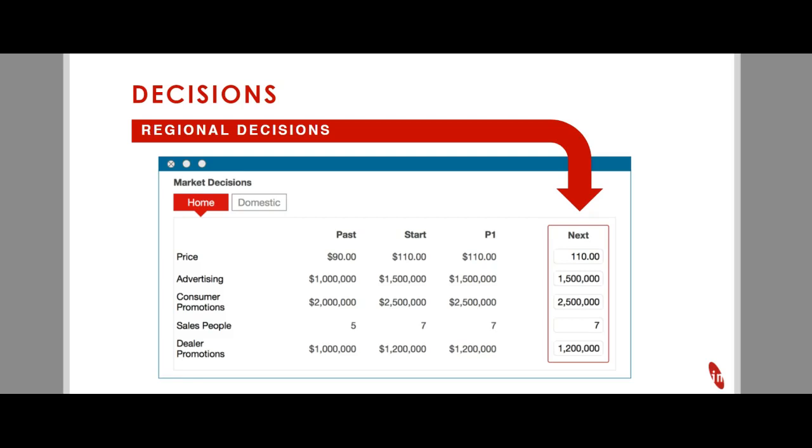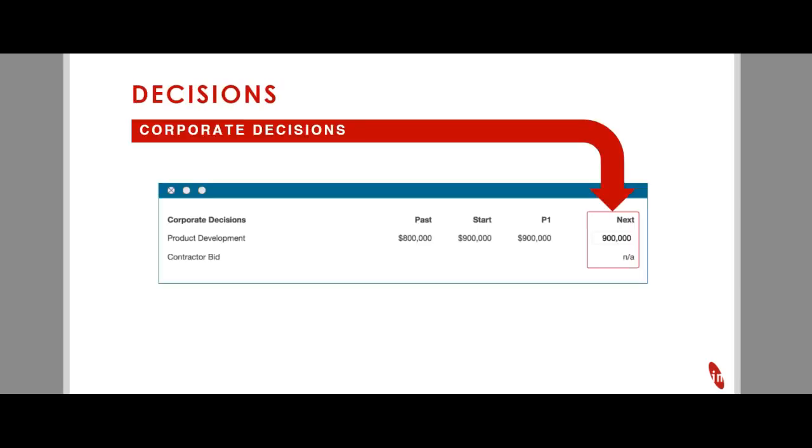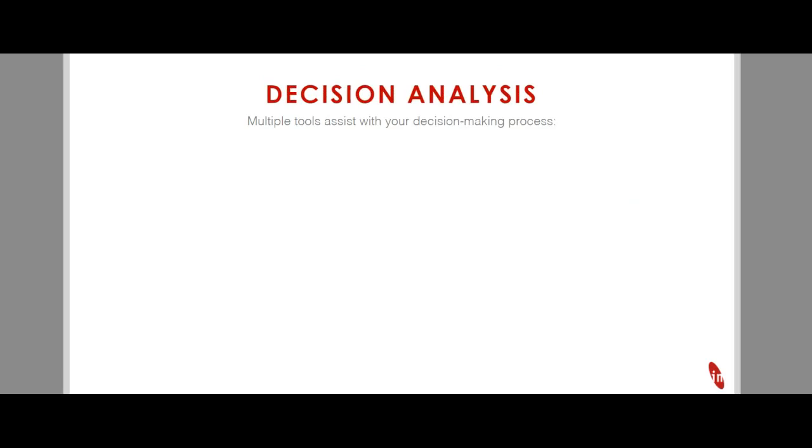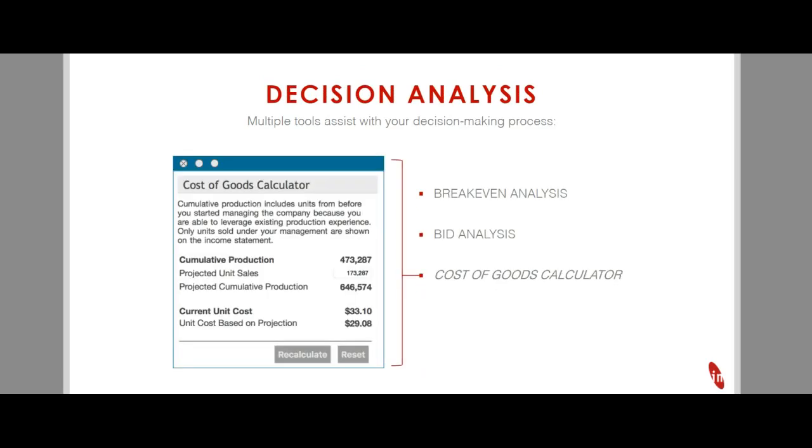You'll be making your home and domestic decisions to begin with. This is where it says next, where you'll be entering your new decisions. You'll be putting them into each area, and you'll see that there is analysis available to help you with your decisions, like a cost of goods analysis. We just talked about how much it is going to cost you. In order to even know the break-even point, you need to know how much it is going to cost you to make the shoes. So this is important.